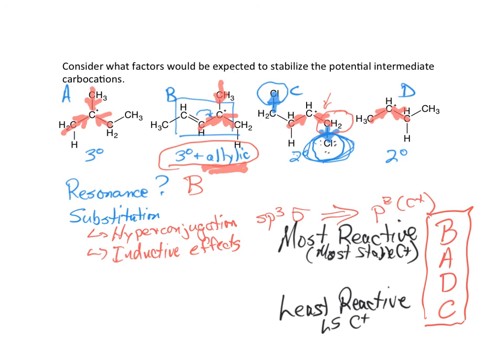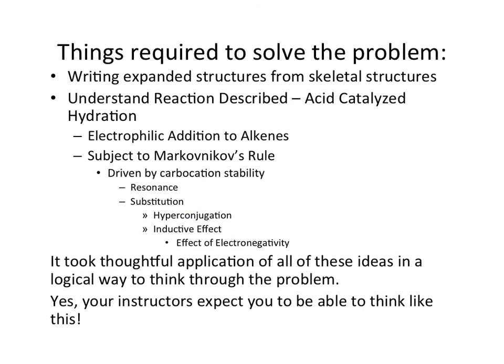So if you think about what it took to get to this answer, this is sort of the progression of ideas we went through. In order to solve this problem, we started out writing expanded structures from skeletal structures so that we got a good look at all the things we're talking about. We weren't missing any hydrogens because we were making incorrect assumptions from our skeletal structures. We had to think about the mechanism of the reaction being described, in this case an acid catalyzed hydration, and consider the specifics of that reaction.